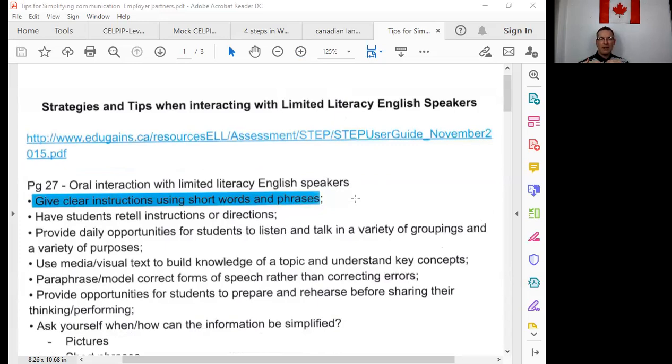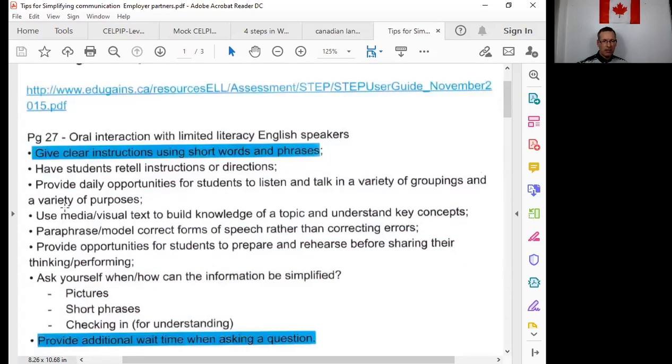When students are at a beginner or intermediate level of English, if we're giving them lots of phrases and pieces of information, it's going to be overwhelming and a little bit confusing. So keeping information short and then having the students retell the instructions and or directions, or checking in with them just to see and make sure that what we've said is similar to what they're understanding. Using media or visual clues, so video or photos to help understand, and interacting, helping them when they're looking at new information.